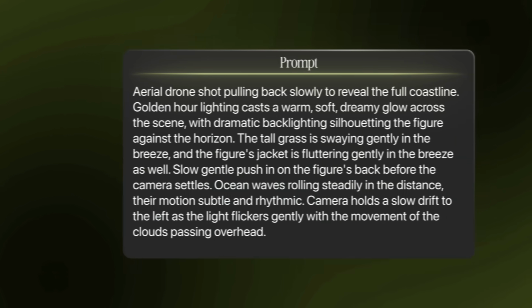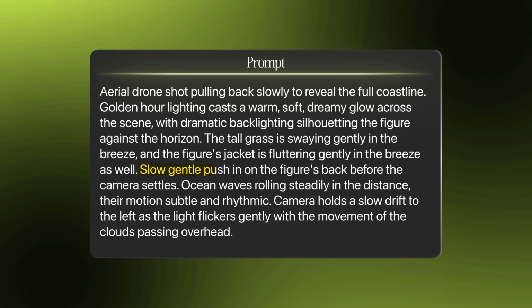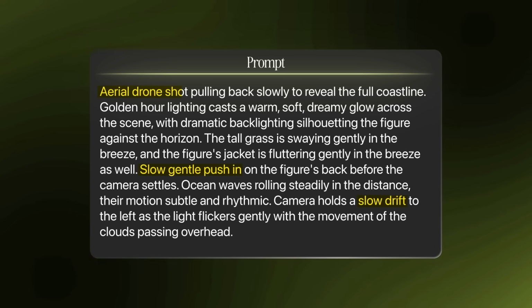Now, getting the most out of this comes down to how we write our prompts. So let me hand you the cheat codes. First, talk like a film director. Don't just describe a scene, tell the camera how to move. Phrases like slow, gentle push in, slow drift, or aerial drone shot pulling back instantly make our shots feel cinematic.